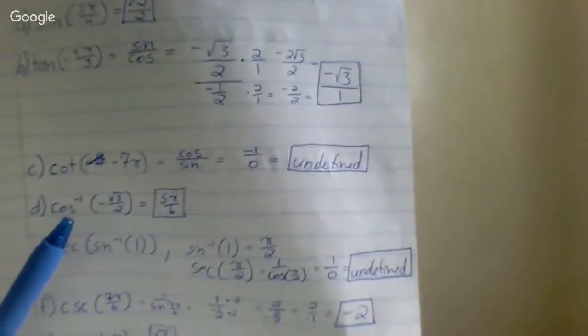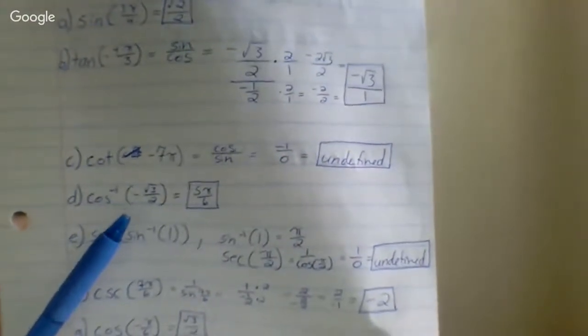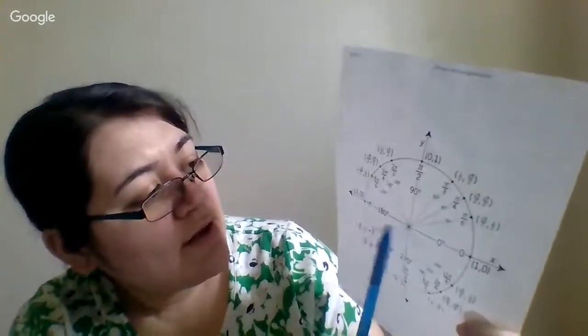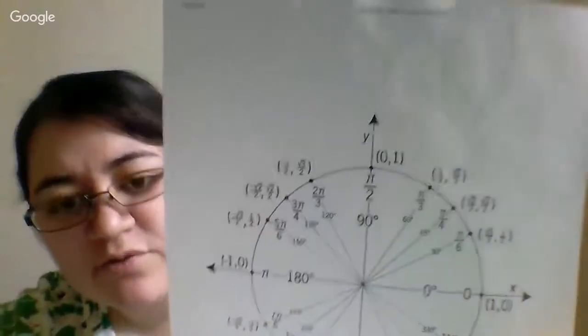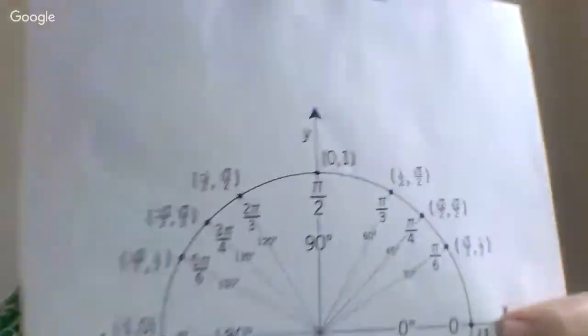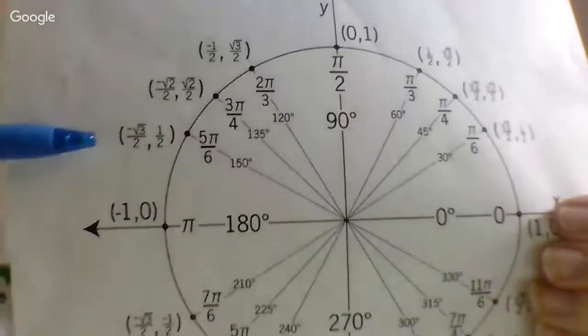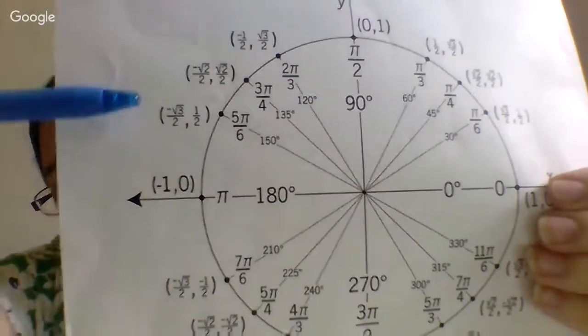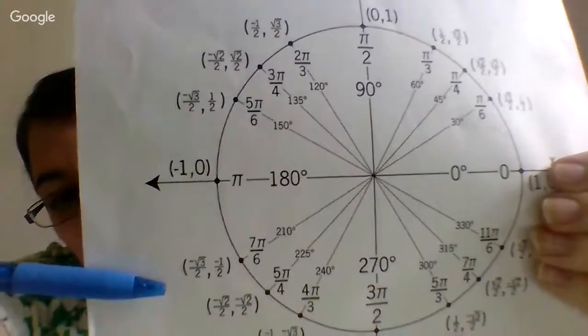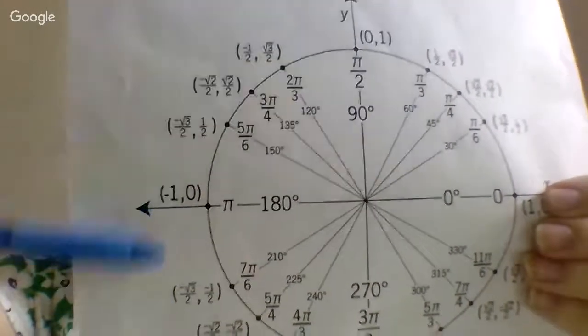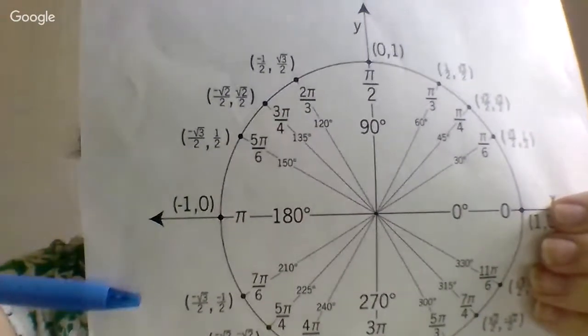For D, we have the inverse of cosine of negative square root of 3 over 2. Now this one, we're going to think backwards, is how I think about it. So we have where cosine is equal to negative square root of 3 over 2. Sorry, I got to double check because I'm looking at it backwards here. And if you'll see, we actually have two values where we get the negative square root of 3 over 2. We get it at 5 pi over 6, and we also get it at 7 pi over 6. So there's two places where it fits the value.